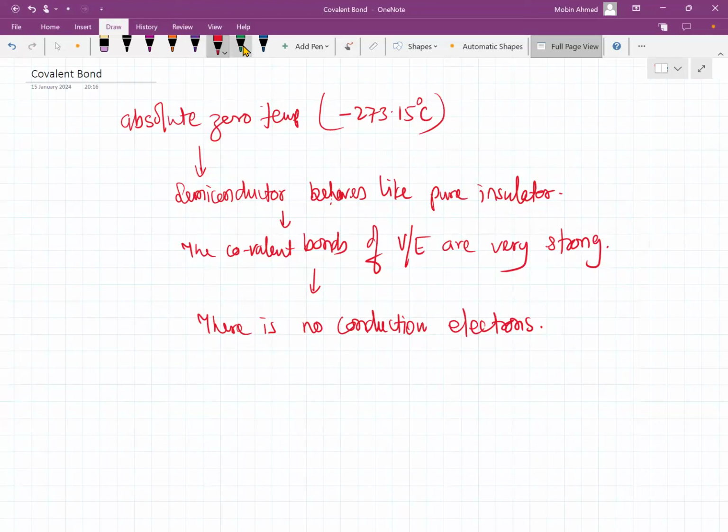Now, what is this covalent bond and why is it going to behave like an insulator? So this is important to know, and why it is difficult to break this covalent bond. Okay, so that will be the topic, covalent bond.